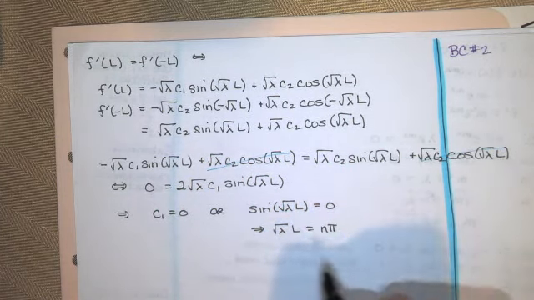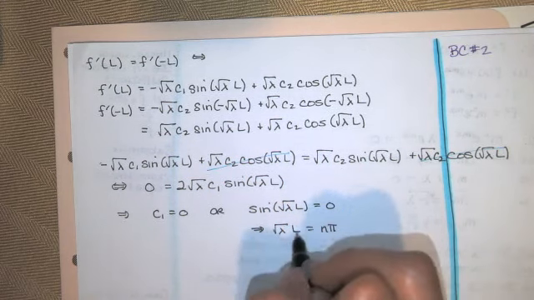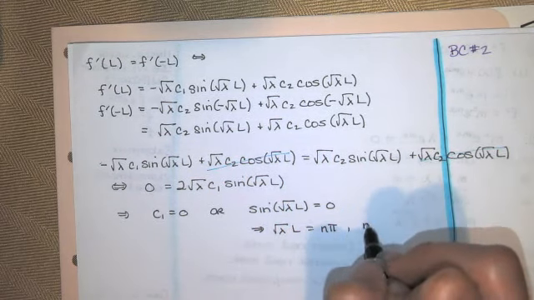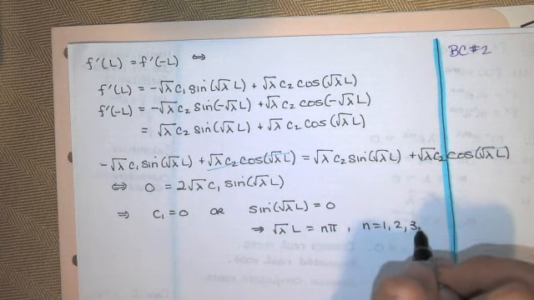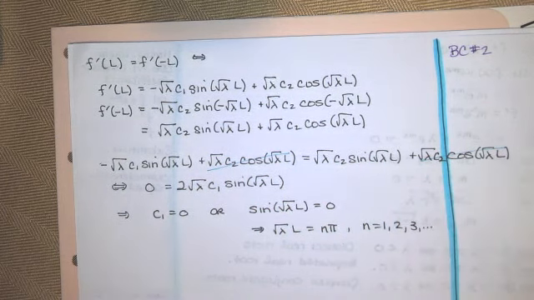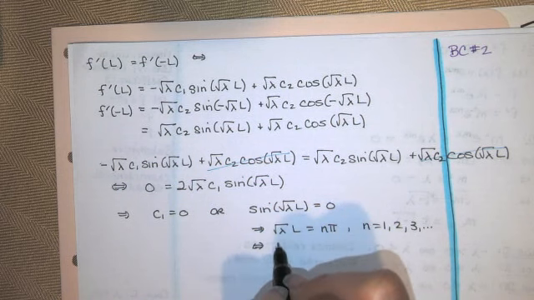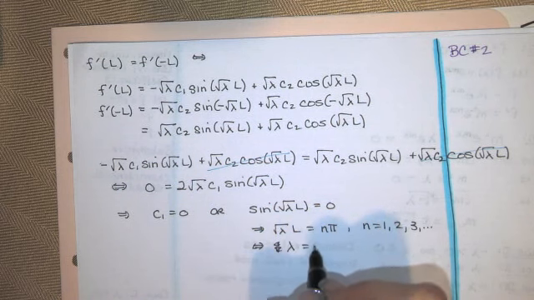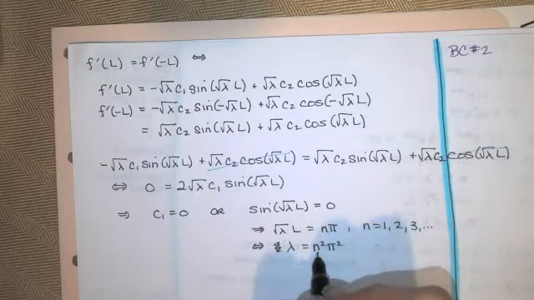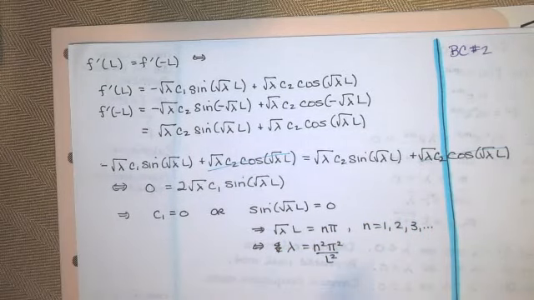Since square root of lambda is positive and L is positive, this is a positive number, so n pi has to be positive. So let's restrict ourselves to values of n that cause that multiple of pi to be a positive multiple of pi. And we know that if we solve for lambda, we're going to get n squared pi squared over L squared. Divide both sides by L and square both sides.